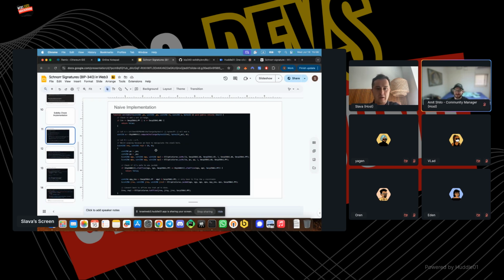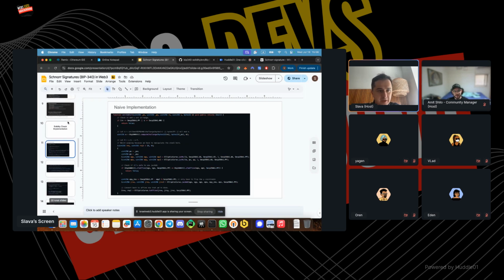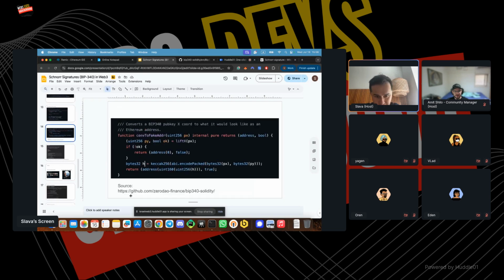Okay, so then really quickly. This is based on the ZeroDAO Finance library that is called BIP 340 Solidity. That's an implementation of the Schnorr signatures that are specified in Bitcoin Improvement Proposal number 340. So that's compatible with Bitcoin.